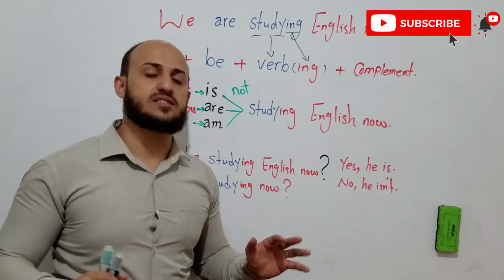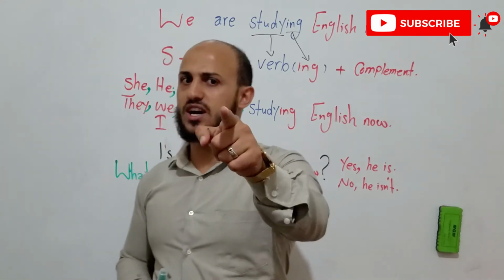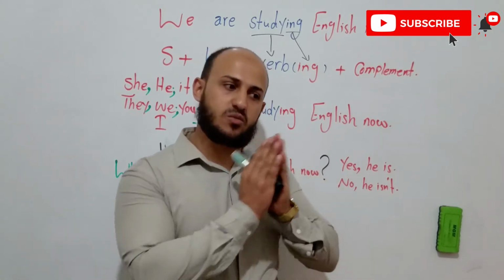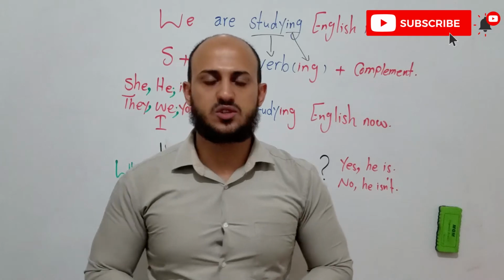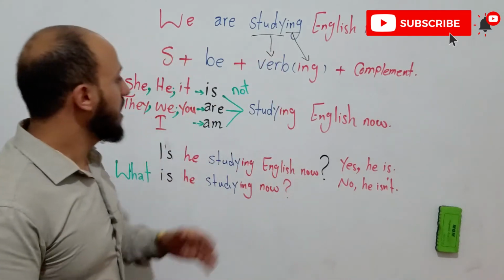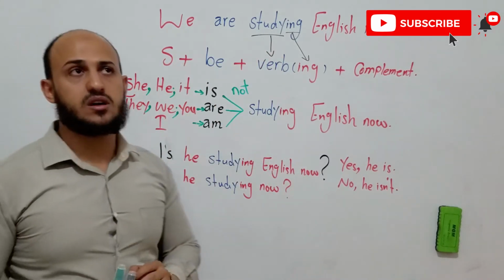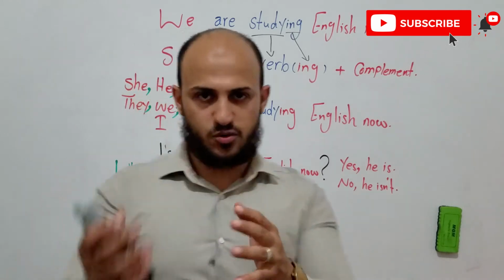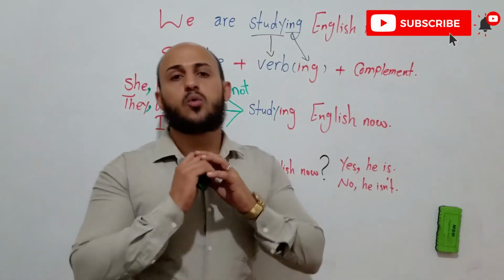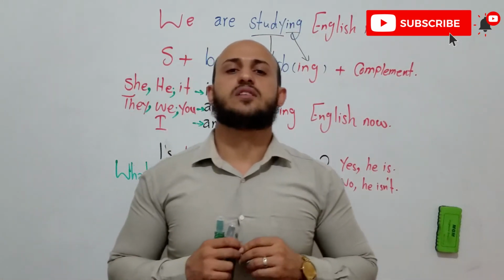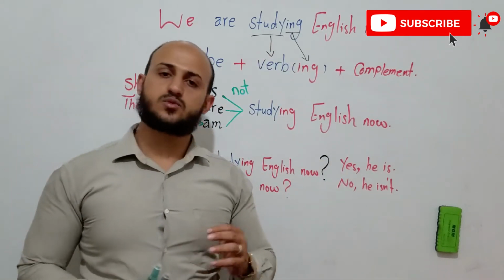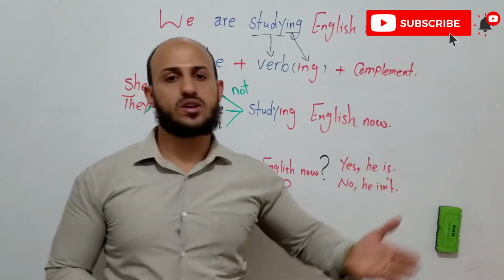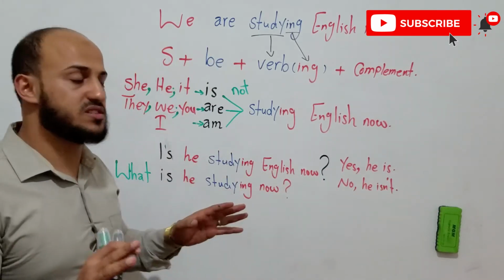So how do we make it a question? It is pretty easy. We have two kinds of questions: the yes/no question and the WH question. Sorry, guys. So we have two types of questions. All right. So number one is when you make it a yes/no question. This is very simple.